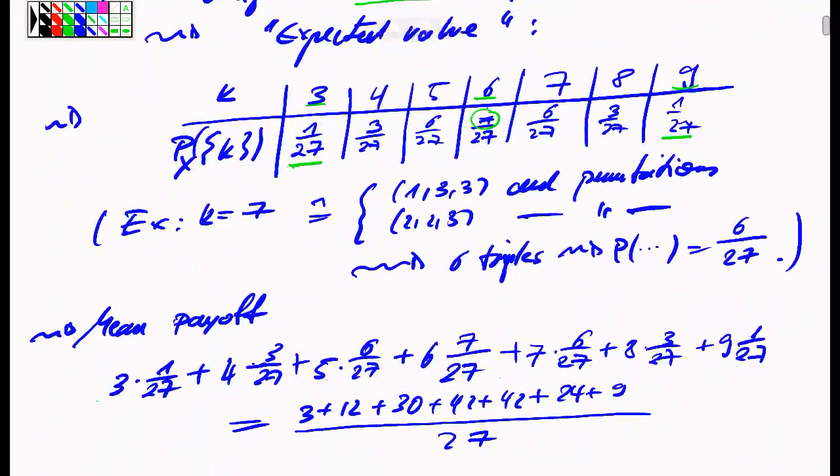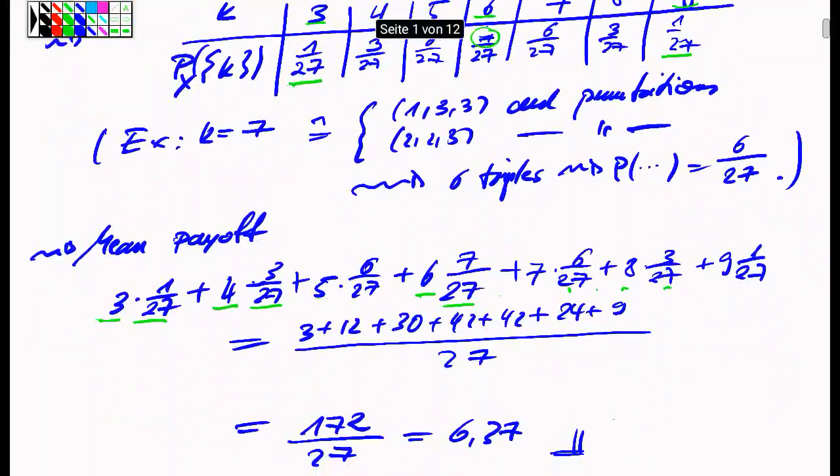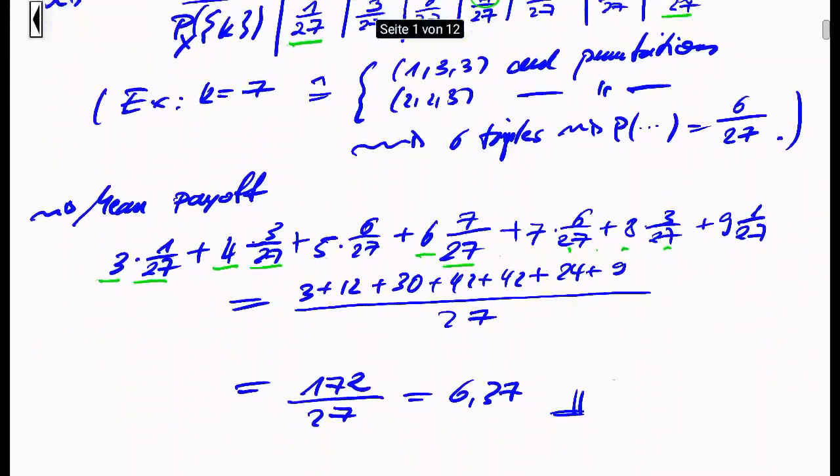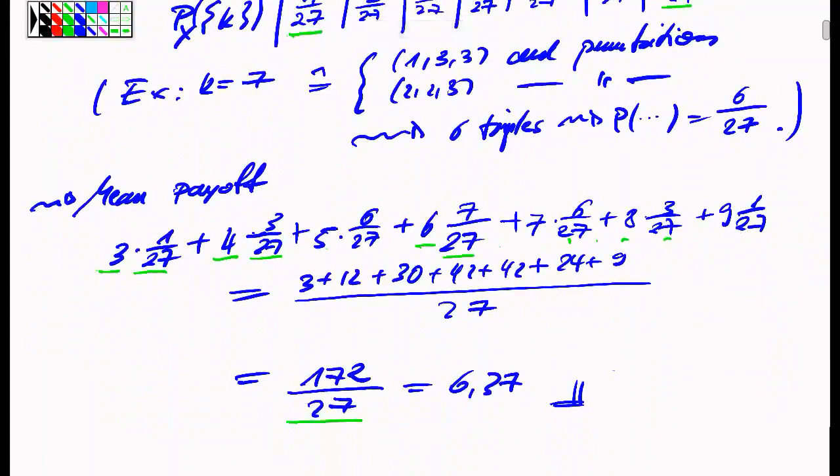Hence, if we compute the mean payoff, but mean in the weighted sense, we have to compute the following number. We compute 3 as payoff, multiplied by its probability, which is 1 over 27. The payoff 4 appears with probability 3 over 27. The payoff 6 with probability 7 over 27, and so forth. We sum up all these numbers, and if we didn't do any wrong computations, then this is 172 over 27, which is 6.37.